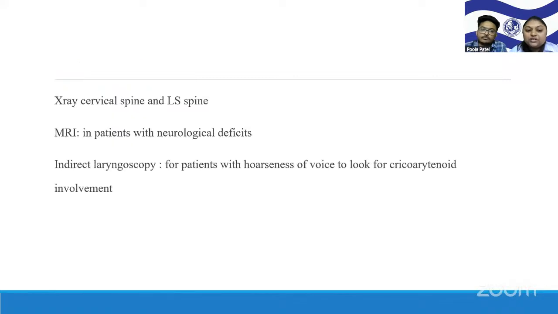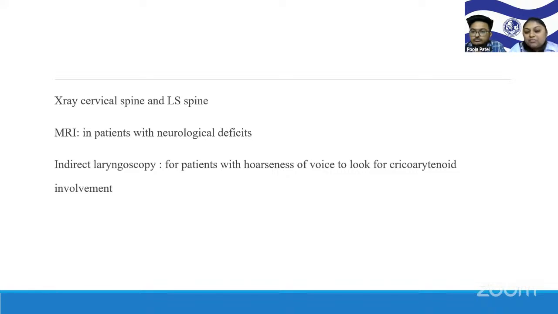Sir, if the patient has any neck movement restrictions, then I will suspect that there is cervical spine involvement, and I will go for a preoperative X-ray of the cervical spine, AP and lateral view. And specifically, if the patient has any significant neurological deficits, then we can also go for an MRI preoperatively, sir.